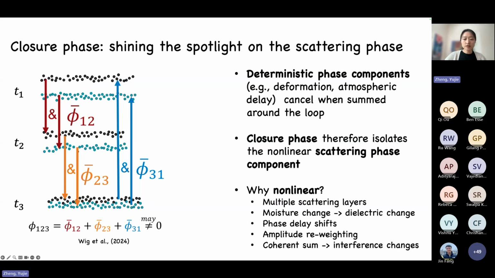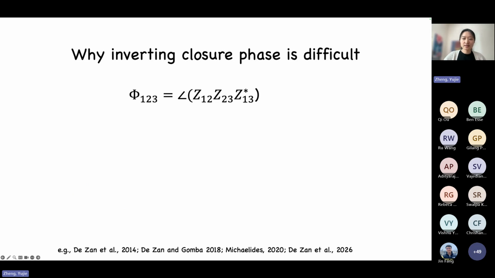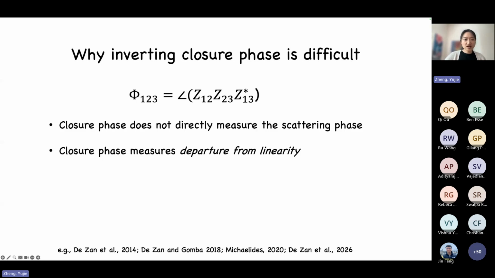So closure phase, therefore, in a sense, shines the spotlight exclusively on the scattering phase, which is nice because if you have worked with closure phase or with InSAR data, you know that it's always very nice to work with observables that are not contaminated by atmospheric noise. However, it is still by no means a straightforward observable to work with. This is because the closure phase is not a direct measurement of the scattering phase. In fact, what it really measures is the departure from linearity.